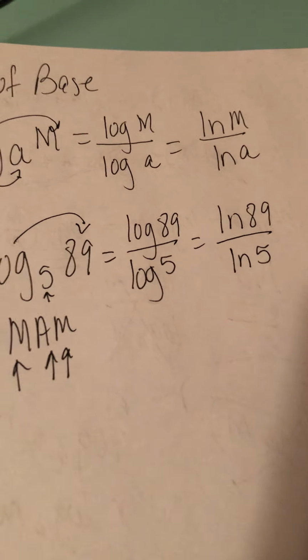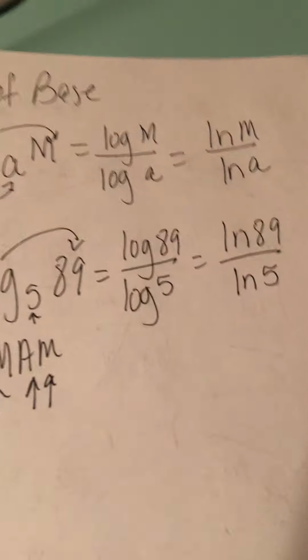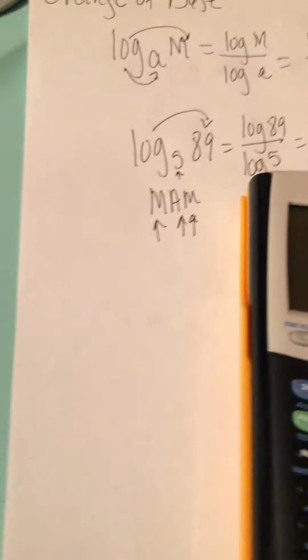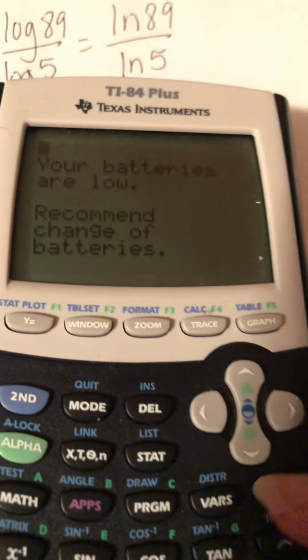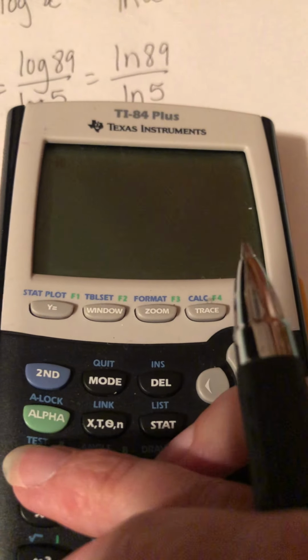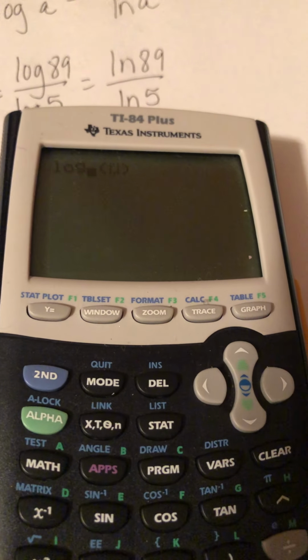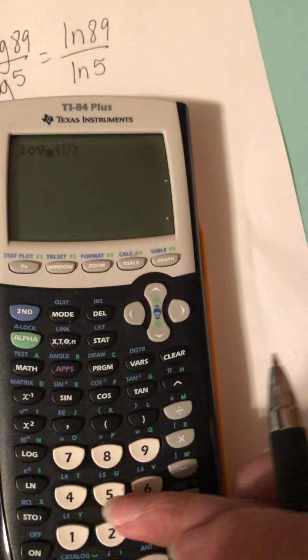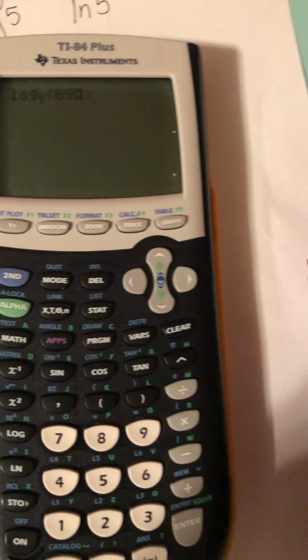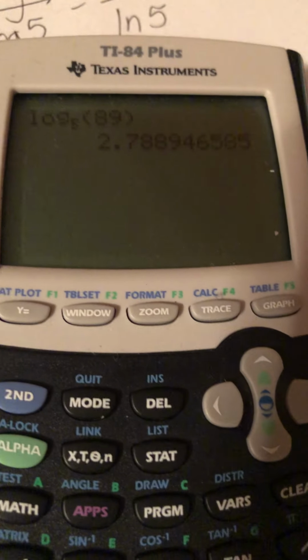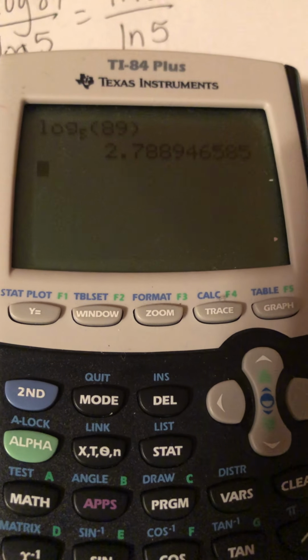So as I look for my calculator, here it is. Okay, let's turn this on. Oops, I need batteries. Okay, so if we do MAM, math, alpha, math, remember we can do log of any base. So we can do log base 5 of 89. Okay, everybody see that? And this is my result, 2.7889.